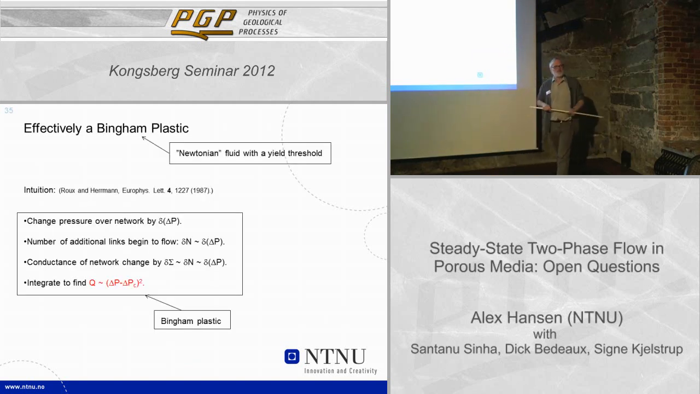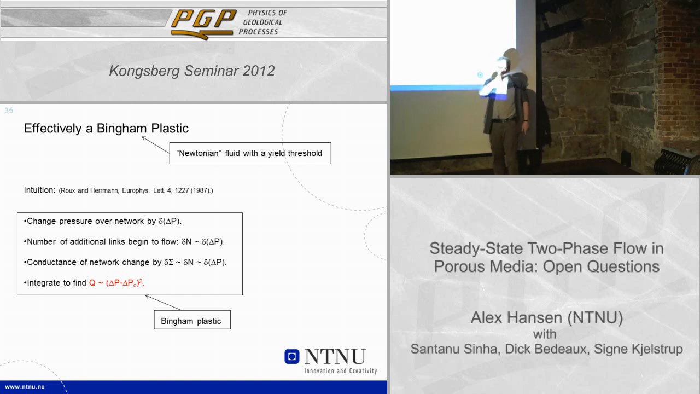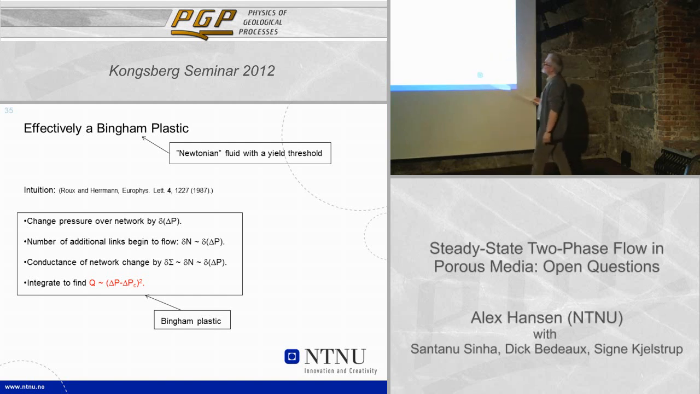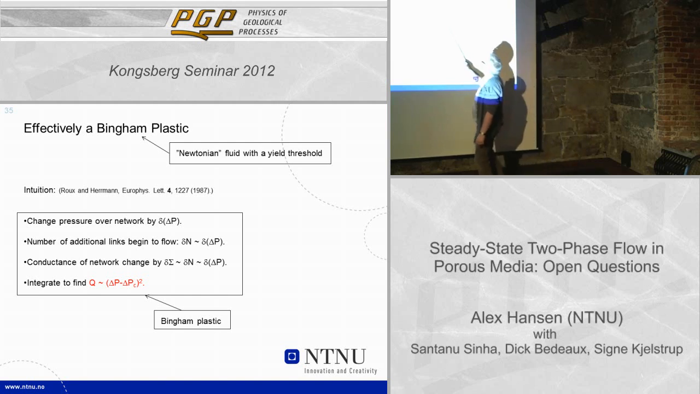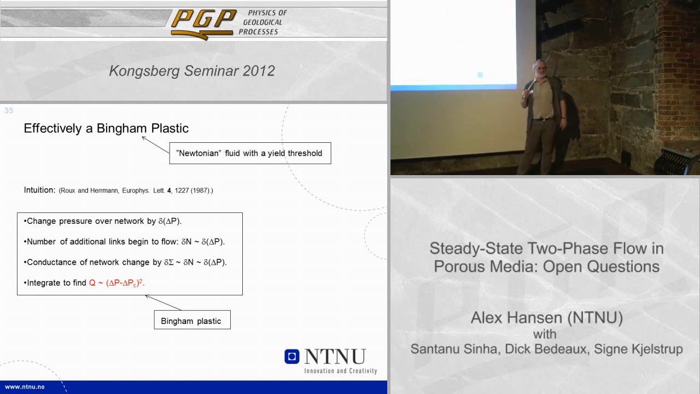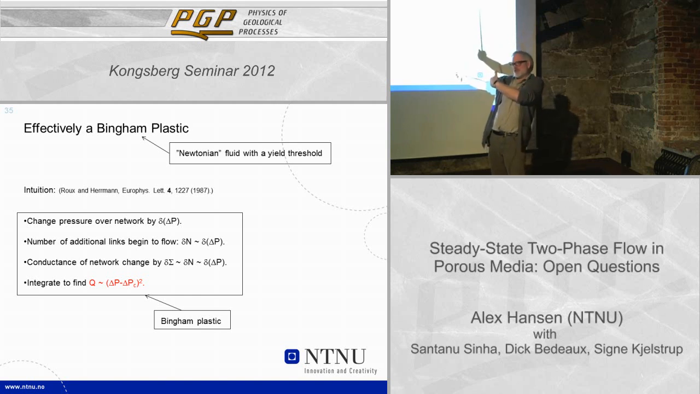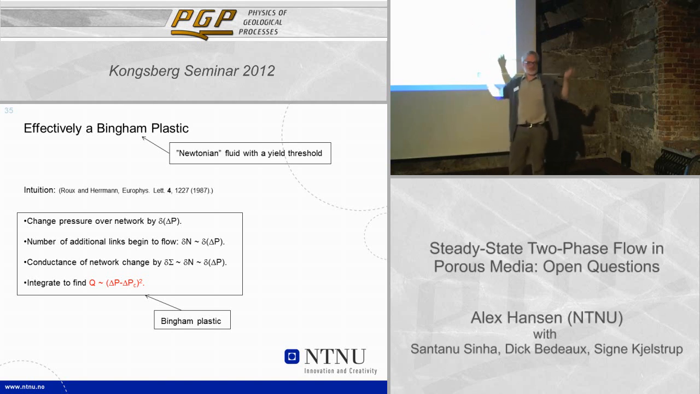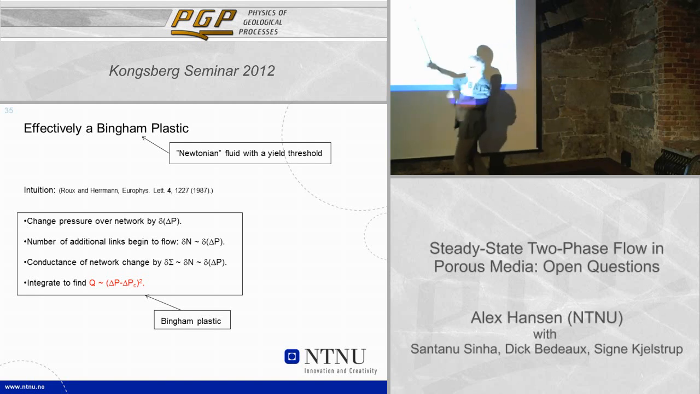Now there's a more or less forgotten paper from 1987 by this gentleman sitting over there, Hansen and Stefan Roe. That's what happens if you try to put ketchup into a porous medium. Ketchup is a liquid that has a yield threshold. You have to put a pressure difference above a certain level for it to flow. But when it flows, it flows like a Newtonian liquid, just like water.